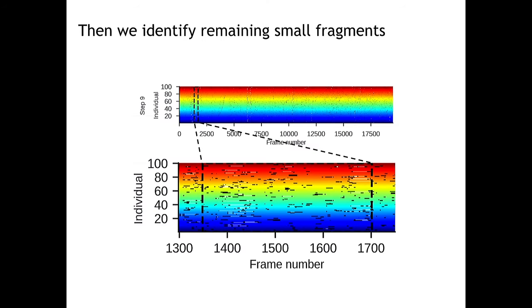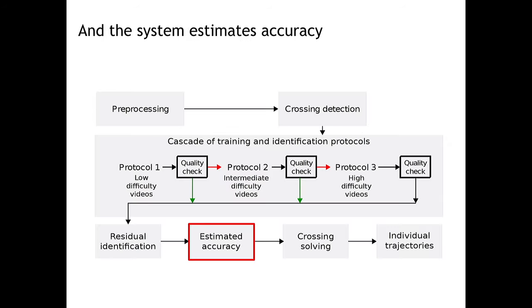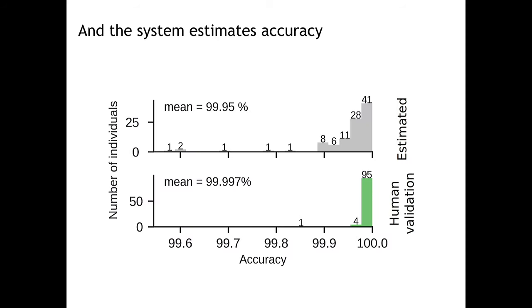OK, so if I zoom in my video, you will see that there are some little parts I didn't identify, and also the crossings are still there. So we have another part of the algorithm that finds the assignation of those little fragments and also estimates the accuracy. It's a conservative method to estimate accuracy. You don't see the histogram here very well. The mean value of the estimation is 99.95% accuracy in the identification of all the animals, and when you have a human validator, it goes up, because it's a conservative measure that we are using, it goes to 99.997.